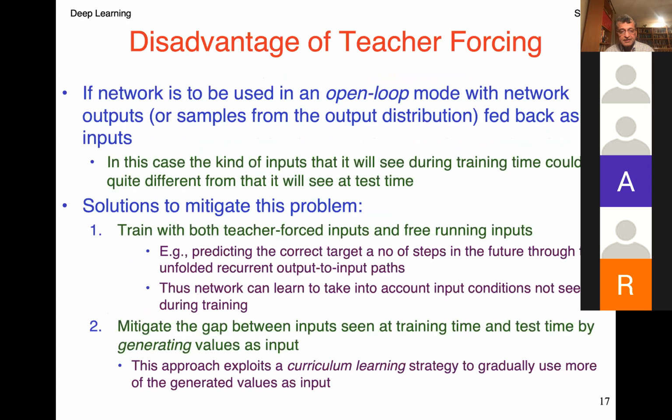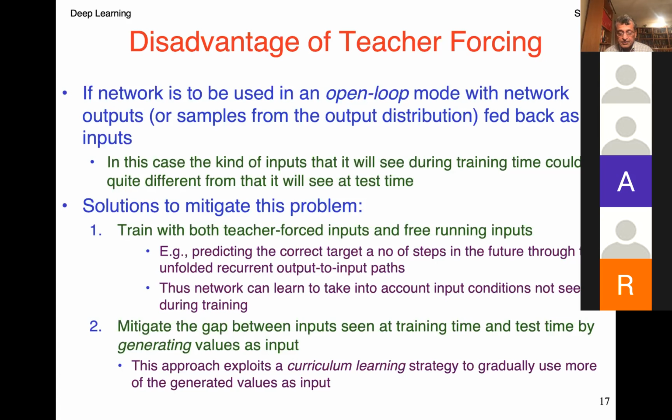Everything comes with advantages and disadvantages. If the network is to be used in an open loop mode, with network outputs fed back as inputs, in this case the kind of inputs that we will see during training time could be quite different from what it will see at test time. We trained it at training time with all these language sequences with the ground truth and so on.